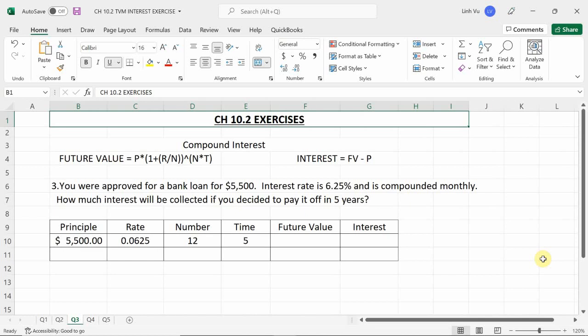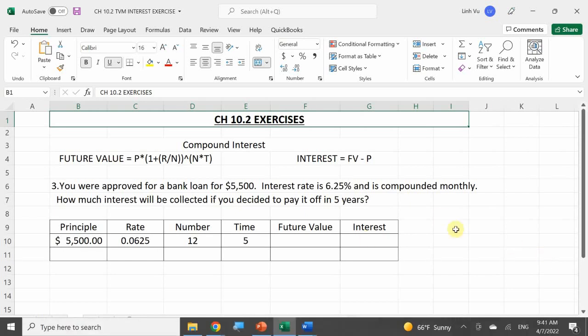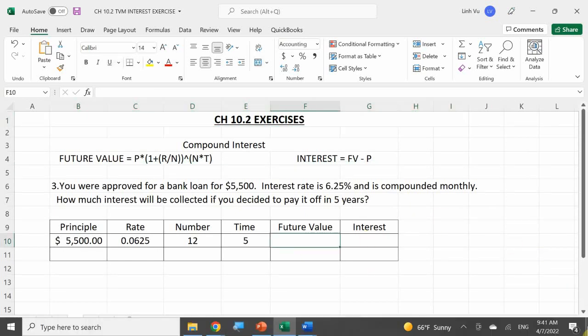In this case, it says that you were approved for a bank loan for $5,500, with an interest rate of 6.25%, compounded monthly, meaning 12 times a year. How much interest will be collected if you decided to pay it off in 5 years? So this is what I need to do. I need to solve for my future value first.